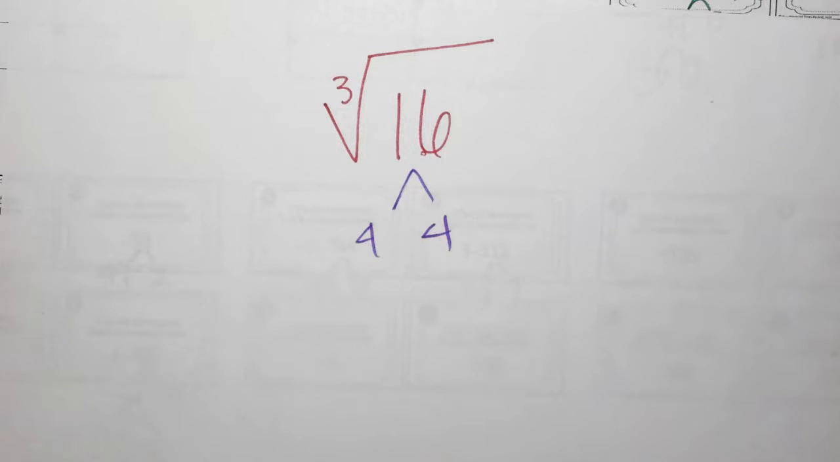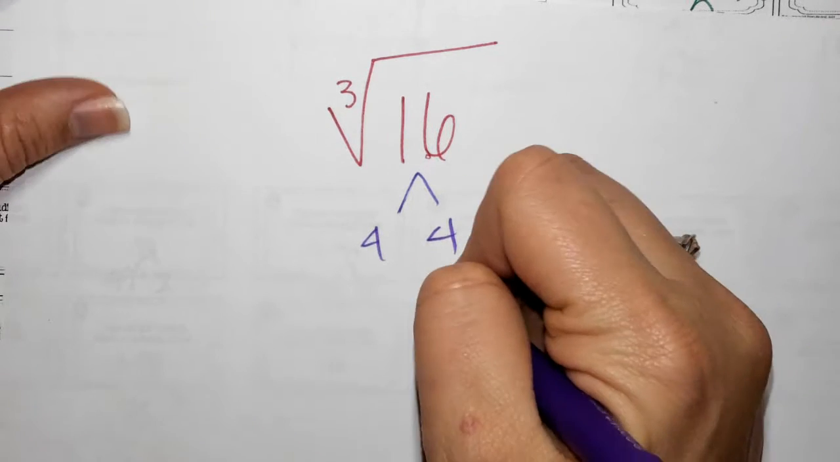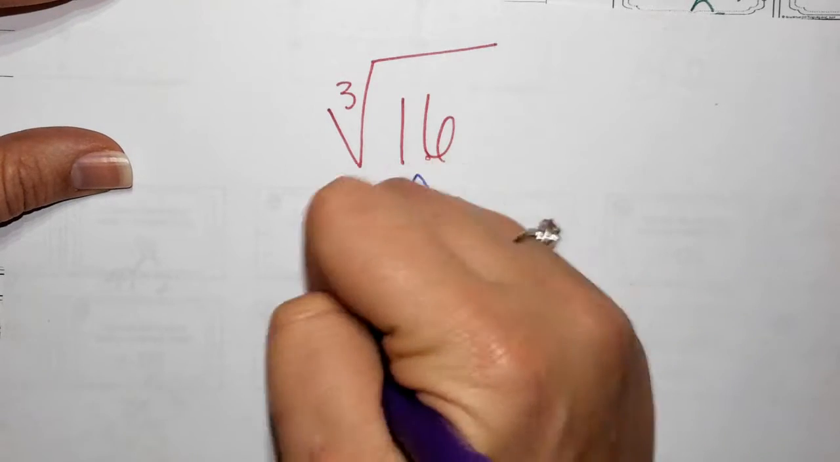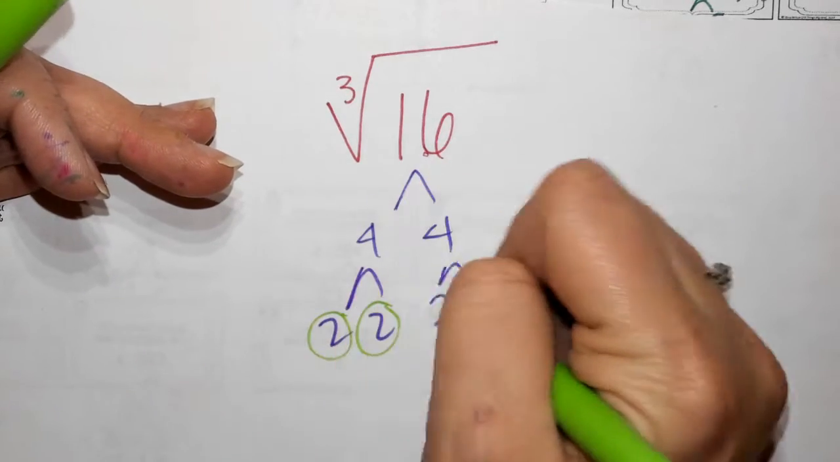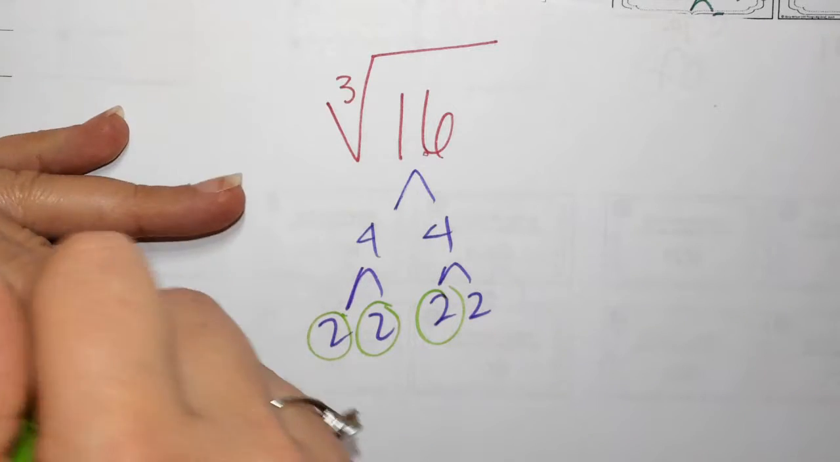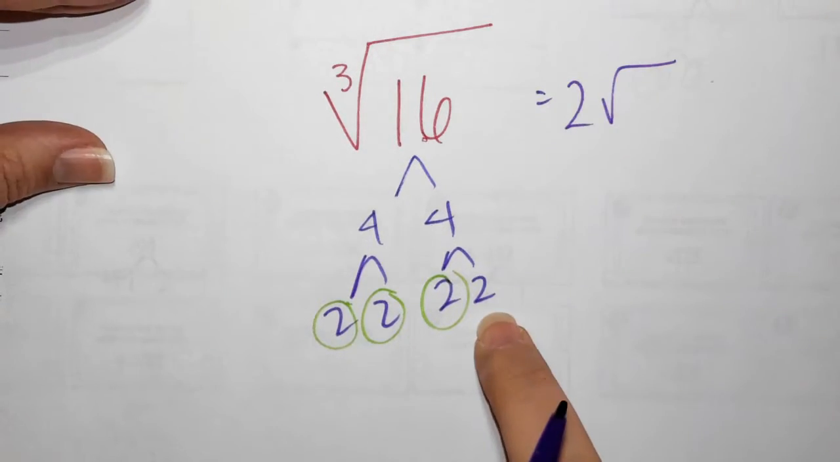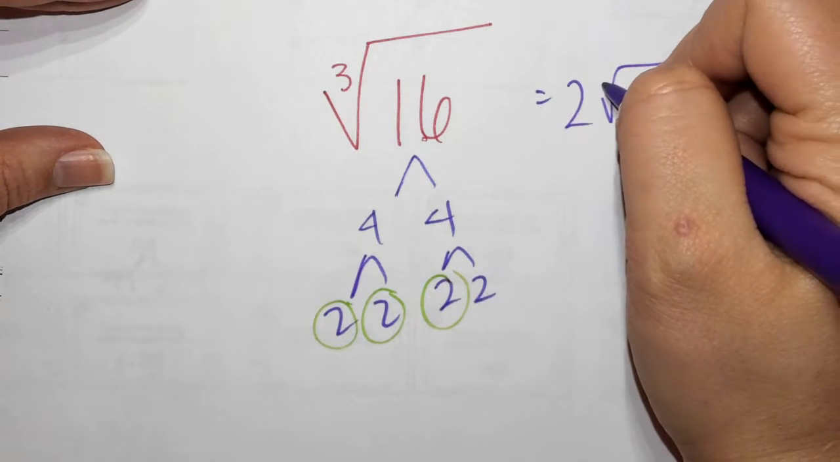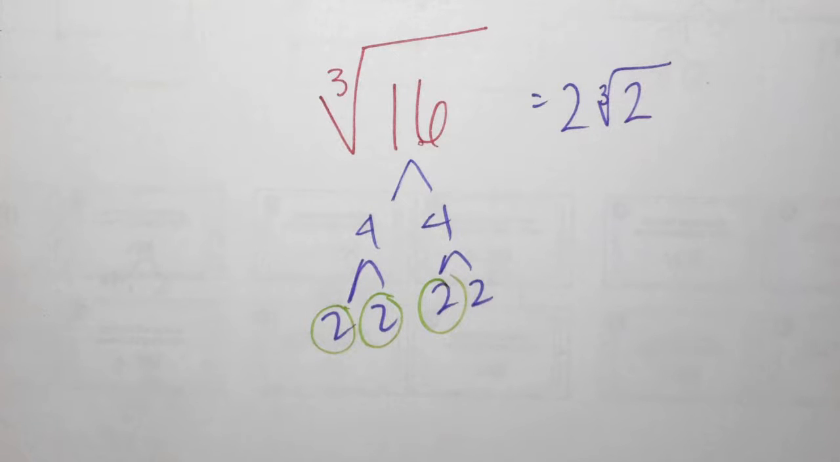Okay, do we have 3 of the same number yet? So can we break down our 4s more? All right, do we have the number of 2s that we need? We need 3, right? Okay, so we would bring that to the outside. We have 1 left over, so what happens to him? So 2 cubed root 2.